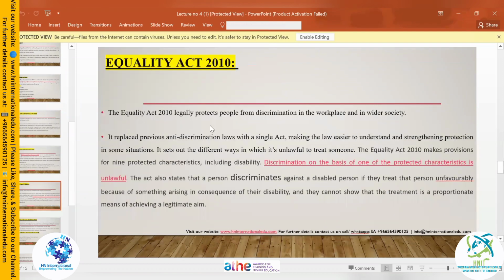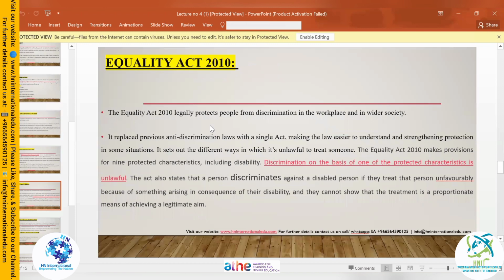The next one is the Equality Act 2010. The Equality Act 2010 legally protects people from discrimination in the workplace and in wider society. This act mainly works on the principle that everyone is equal in the eyes of the law. Everyone is equal in an organization. Everyone is equal in society as well. So everyone has their rights in their own ways.